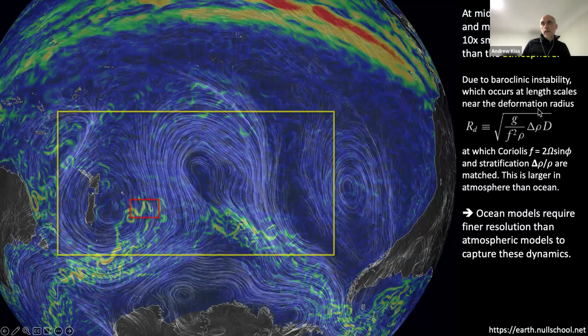And it turns out when you plug the numbers into this, you get thousands of kilometers for the atmosphere and tens to hundreds of kilometers in the ocean. And so to represent these little tiny things in the ocean, you need much higher model resolution. So the computational model needs to be higher resolution, and that actually makes it more expensive in that regard than modeling the atmosphere. It's a more difficult task in that way.